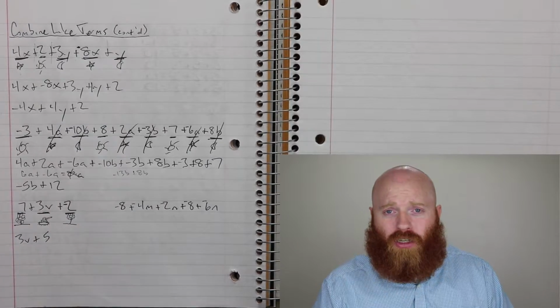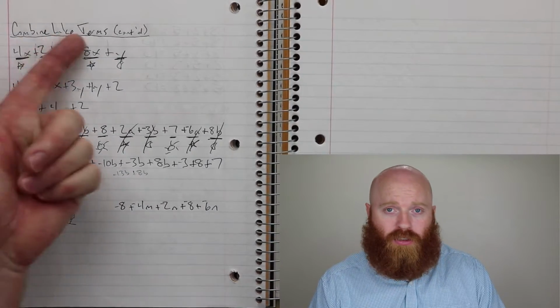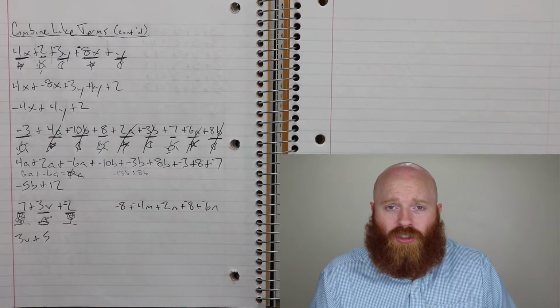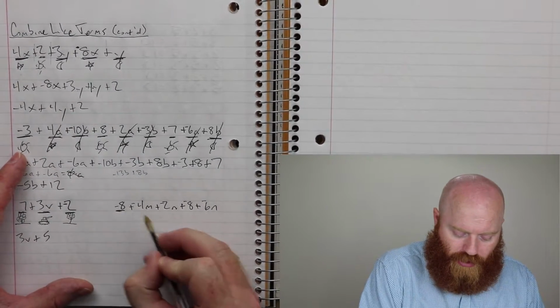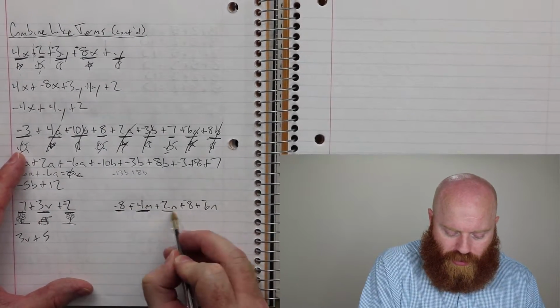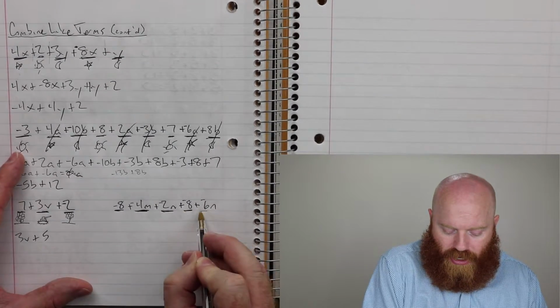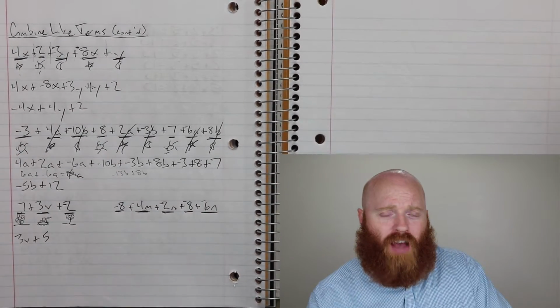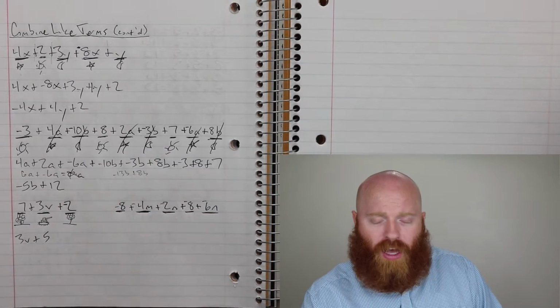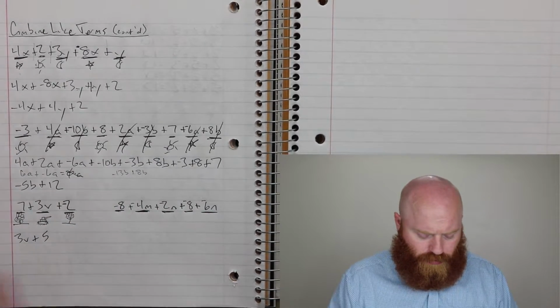Okay, now identify all the terms. How many terms we got? We got to combine the like ones. So let's find out which ones look like each other. Negative 8 is a term. Negative 4m is a term. Negative 2n is a term. Negative 8 is a term. And negative 6n is a term. We have 5 terms up here. 1, 2, 3, 4, 5 terms. Everything between plus, minus, equal sign.